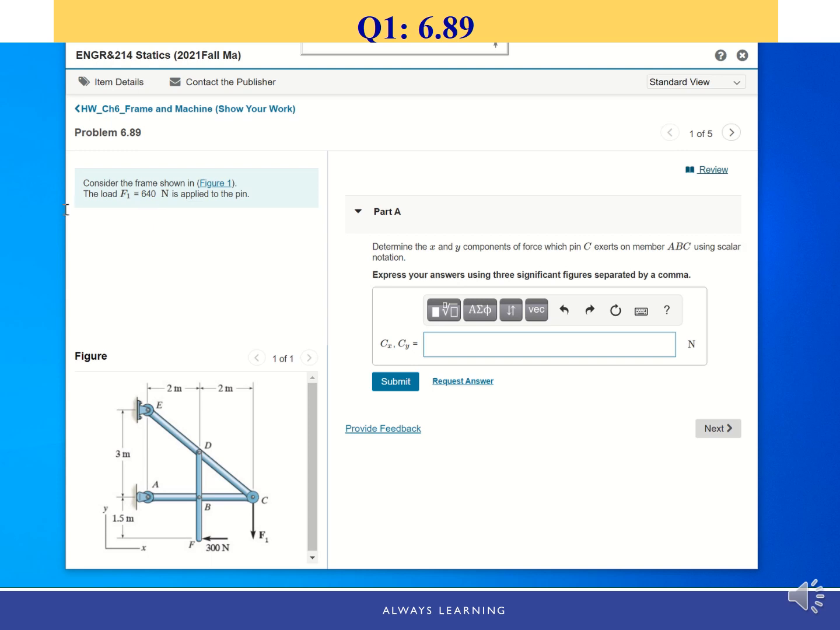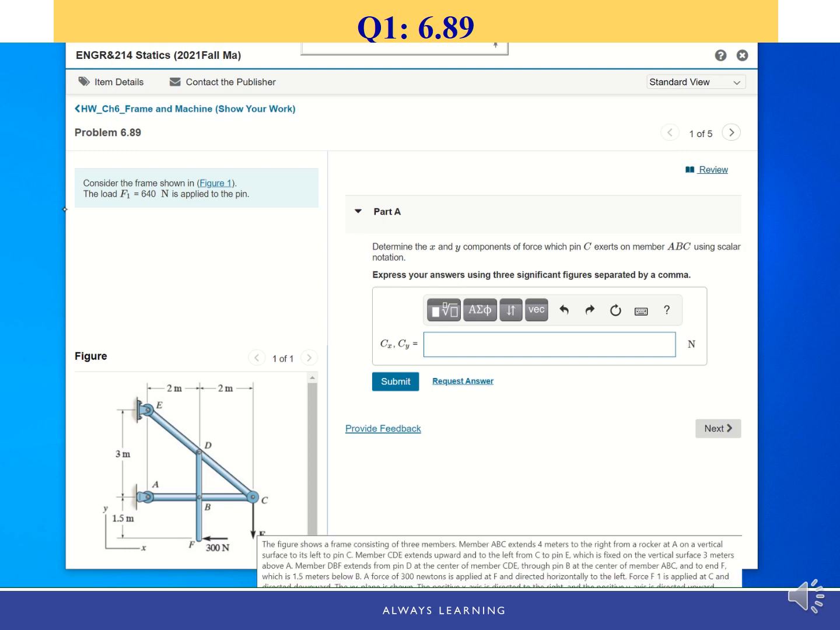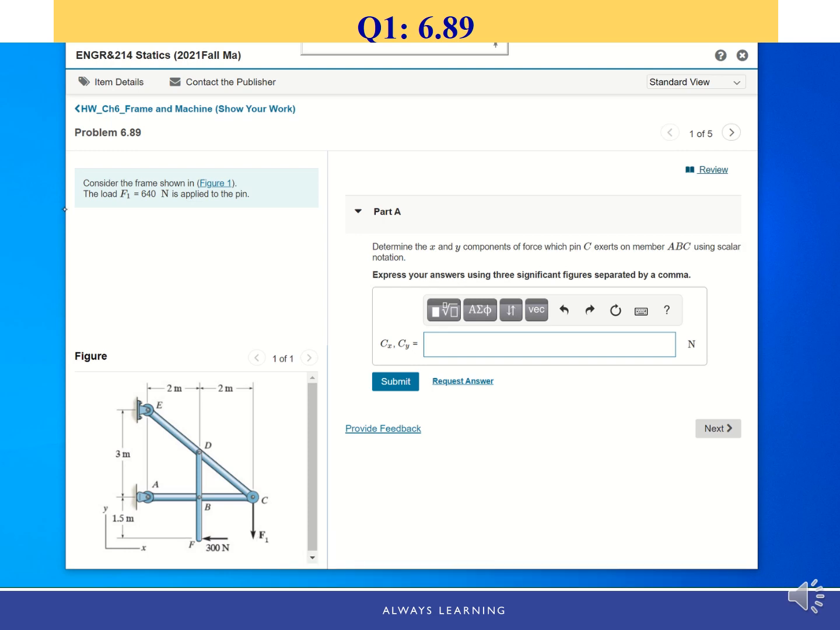It's applied to the pin. Okay, F1 is applied to the pin C. It is not applied directly to member ABC or directly to member EDC, but it's applied to the pin. So keep that in mind first.